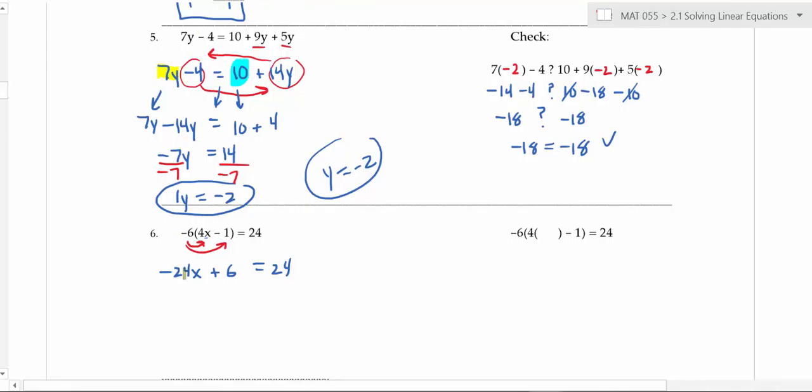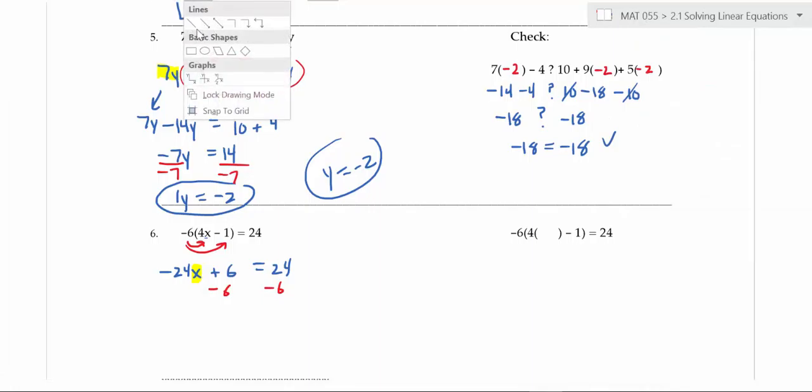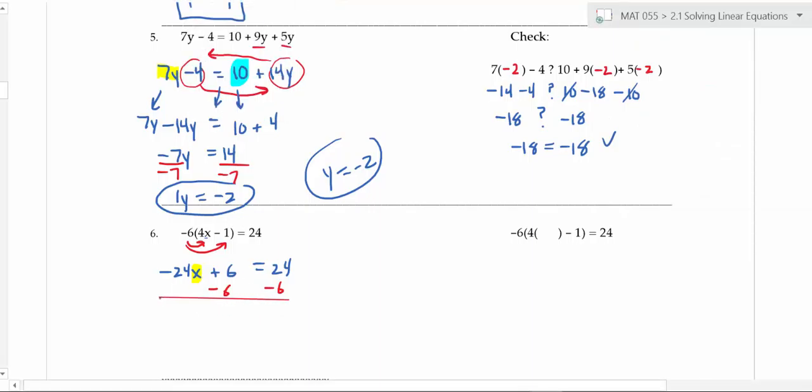Now I don't have any like terms. I don't have any x's on the right side, so I just need that term to be by itself. So I need to get rid of the 6, so I can subtract 6 from both sides, like that if I want to. And you can draw a bar if you like showing your step that way, that's fine. If you write this down, this is going to go to 0, so you have negative 24x plus 0, and 24 minus 6 is 18. So you have negative 24x equals negative 18.